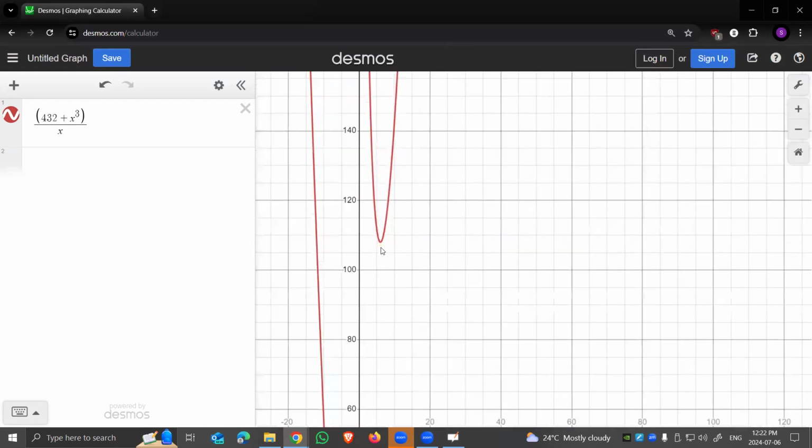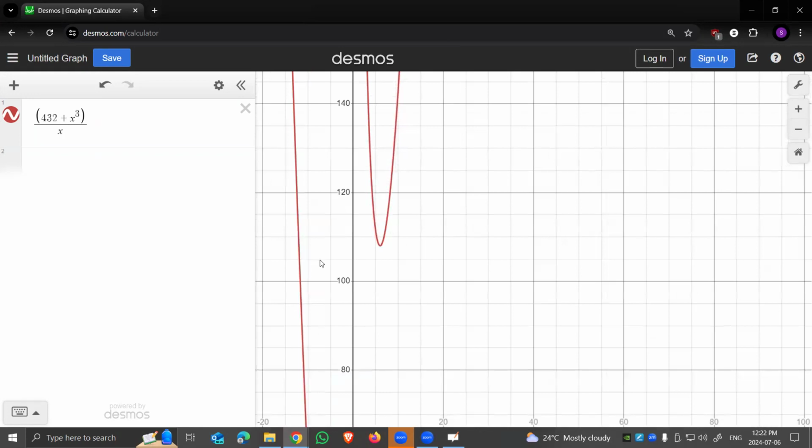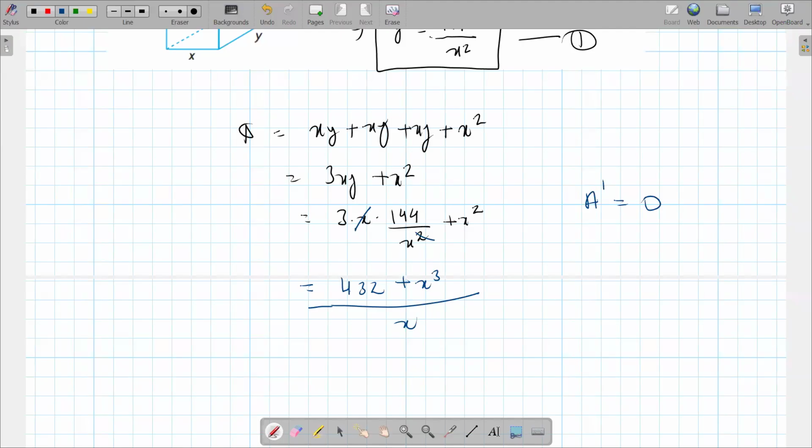Notice what happens at the minimum. There's a turning point. The slope is going to be 0, right? So we need to find that point. So let's work on finding that point. We're going to set the first derivative equal to 0.